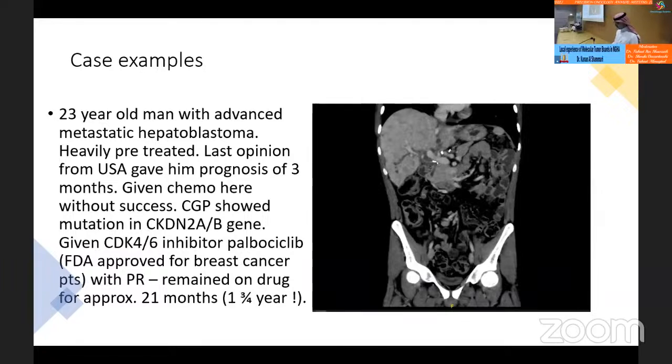So we performed Foundation One, and he was found to have a CDKN2A/B gene mutation. So I sat with the patient and his family and explained to him, we have 2 options, either best supportive care or an experimental palbociclib, and he chose to be given palbociclib. Now, palbociclib, for my non-oncology colleagues, is FDA approved for breast cancer. He continued to respond for almost 2 years.